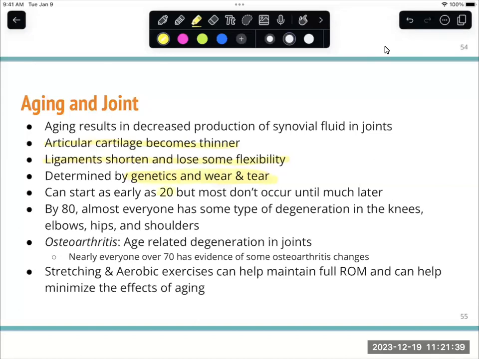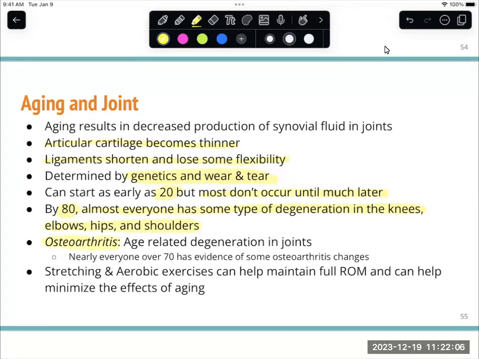It can start as early as 20 years old. But for most people, it doesn't occur until later on in life. So by the age of 80, almost everyone has some sort of degeneration in their knees, their hips, their elbows, and their shoulders.